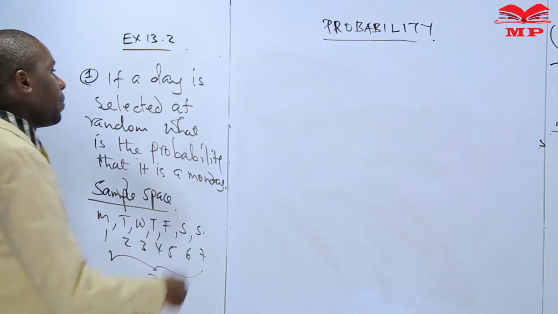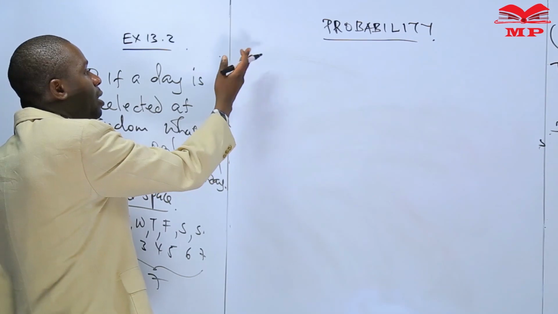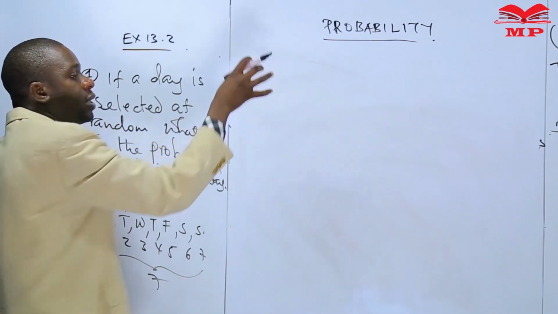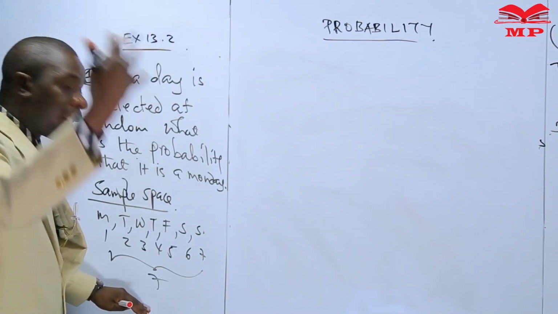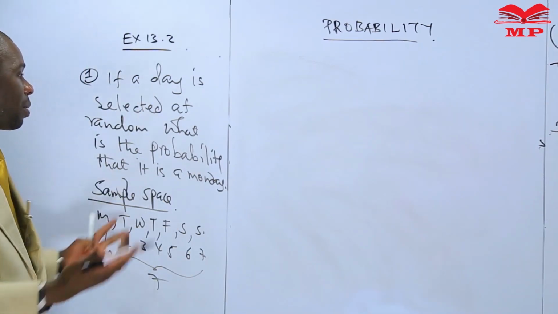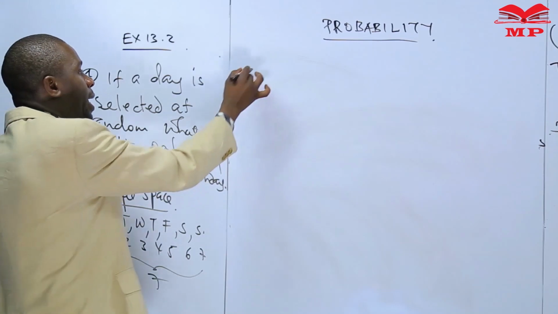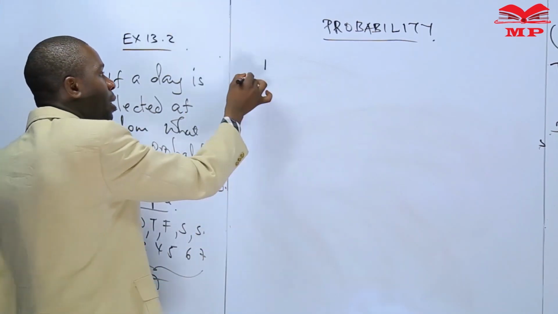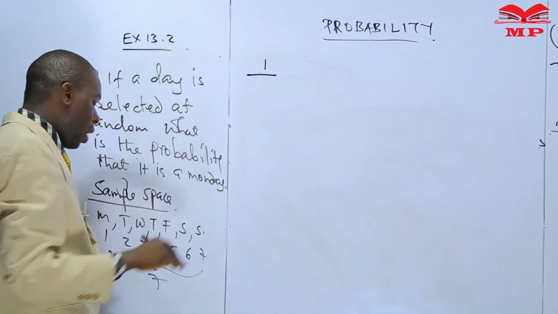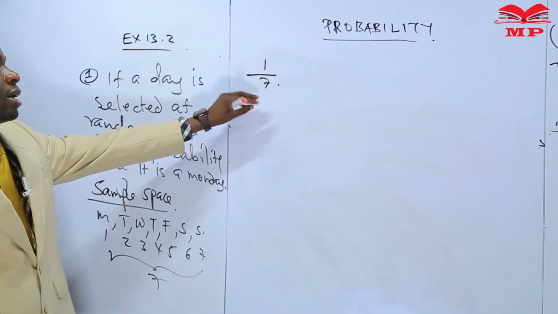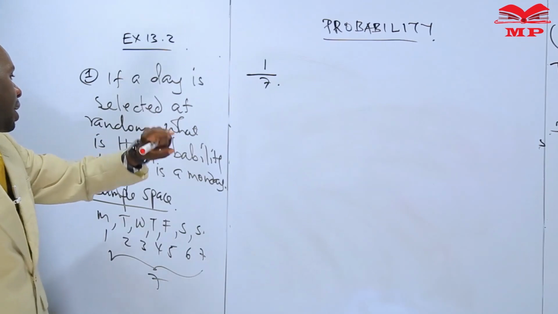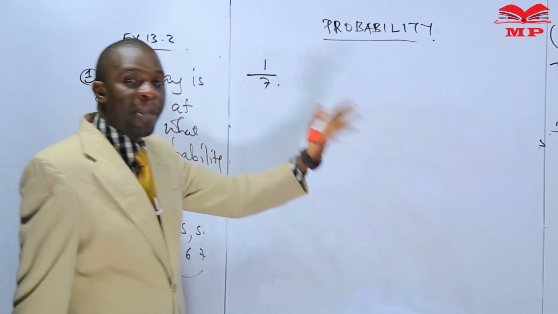So we say that simply, if you want a probability, you find the number of favorable outcomes over the total number of outcomes in the sample space, and that gives you the probability. So any day is just one day over the total number of our sample space, which is 7. So this will be the probability that a day selected at random is a Monday.